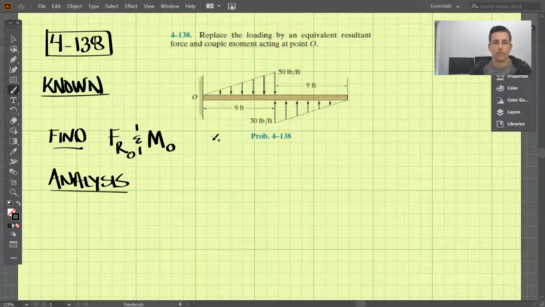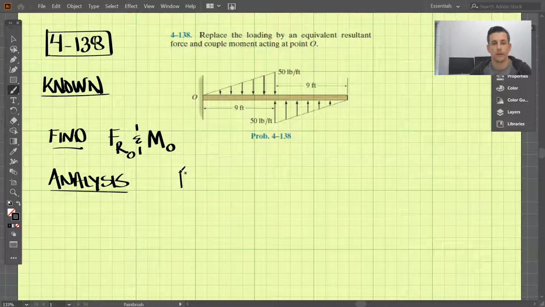Okay, so for this problem, what we're looking to do is replace the loading by an equivalent resultant force and couple moment acting at point O. So if we were to take these distributed loads off of this diagram, what force could we place at O along with which moment so it creates the exact same loading condition on the beam? Right, so that's what we're looking to find.